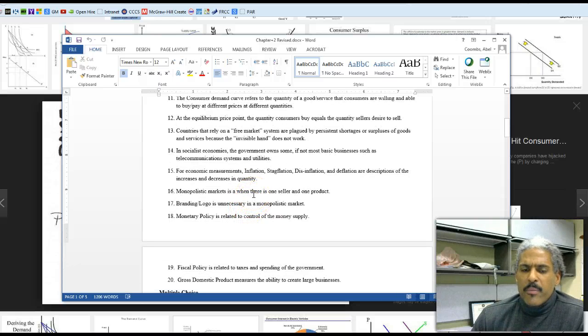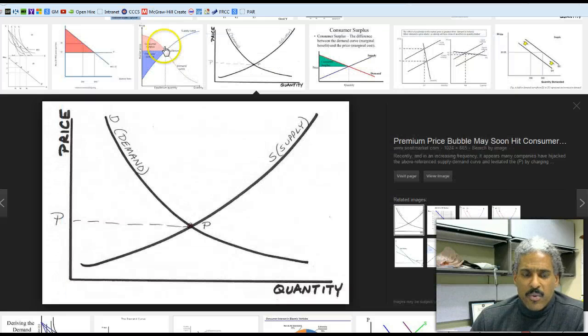12, at the equilibrium point, the quantity consumers buy equals the quantity sellers desire to sell. Once again, back to our diagram. There's the equilibrium point right there. See it right there? That's the place where supplier's happy, buyer's happy, the market moves forward. Let's continue on.